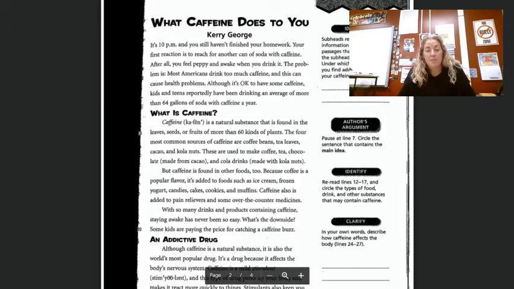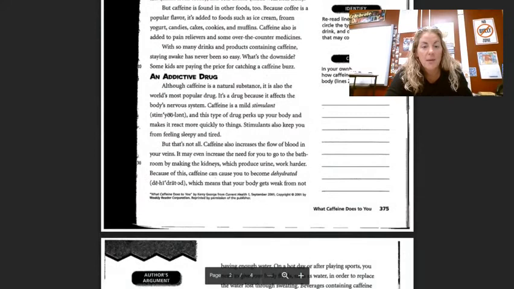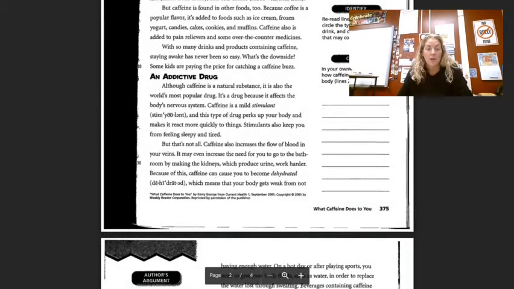Caffeine also is added to pain relievers and some over the counter medicines. With so many drinks and products containing caffeine, staying awake has never been so easy. What's the downside? Some kids are paying the price for catching a caffeine buzz. An addictive drug. Although caffeine is a natural substance, it is also the world's most popular drug. It's a drug because it affects the body's nervous system. Caffeine is a mild stimulant, and this type of drug perks up your body and makes it react more quickly to things.